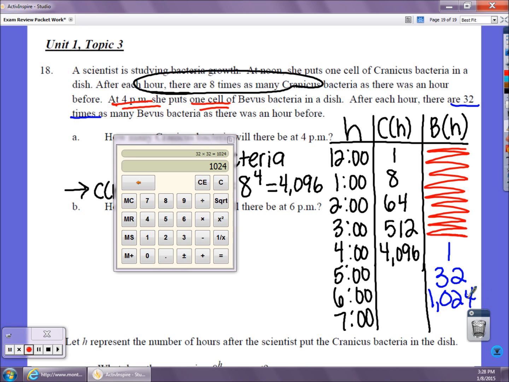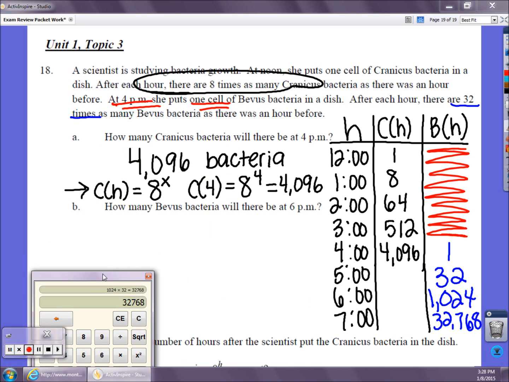And that's 6 p.m. And just because I put 7 o'clock, I'm going to do times 32. We get 32,768. There's our answer. At 6 p.m., there will be 1,024 bacteria.